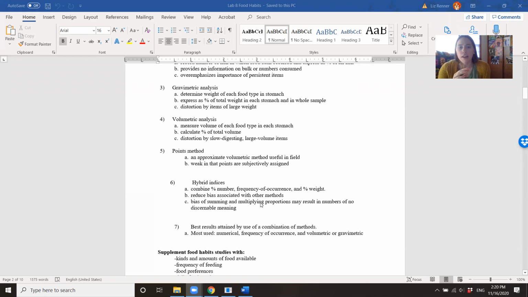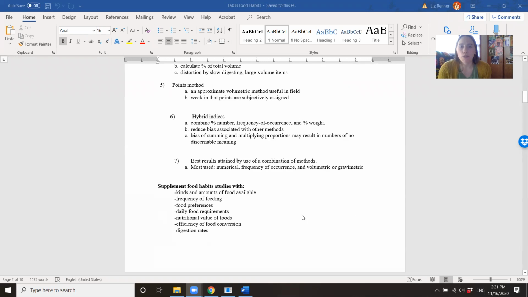And so finally, for number 7, the best practice and the best results attained are usually from a combination of all of these methods. The most commonly used include the numerical one, the frequency of occurrence method, and then a volumetric or a gravimetric method. And so we're going to do something kind of like that for lab today.